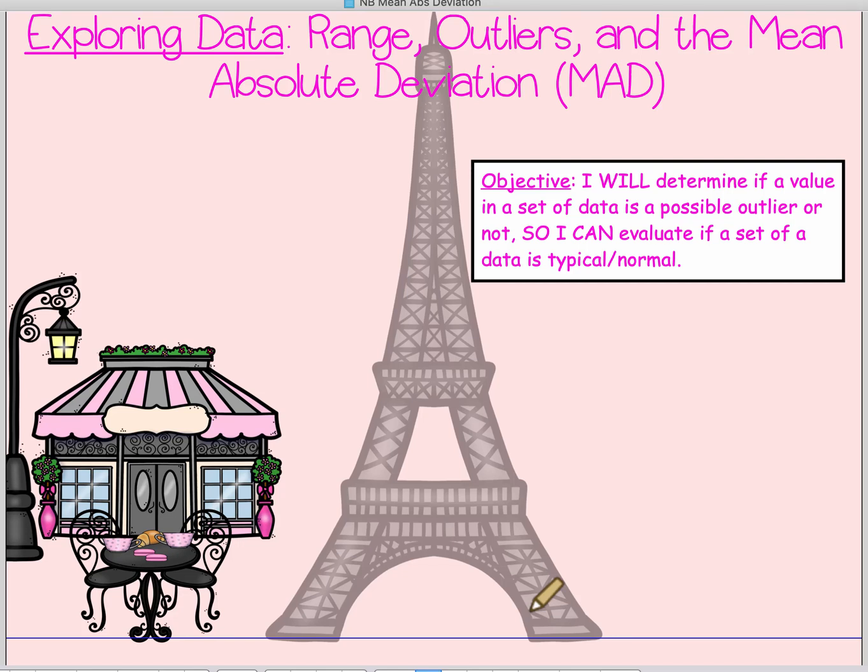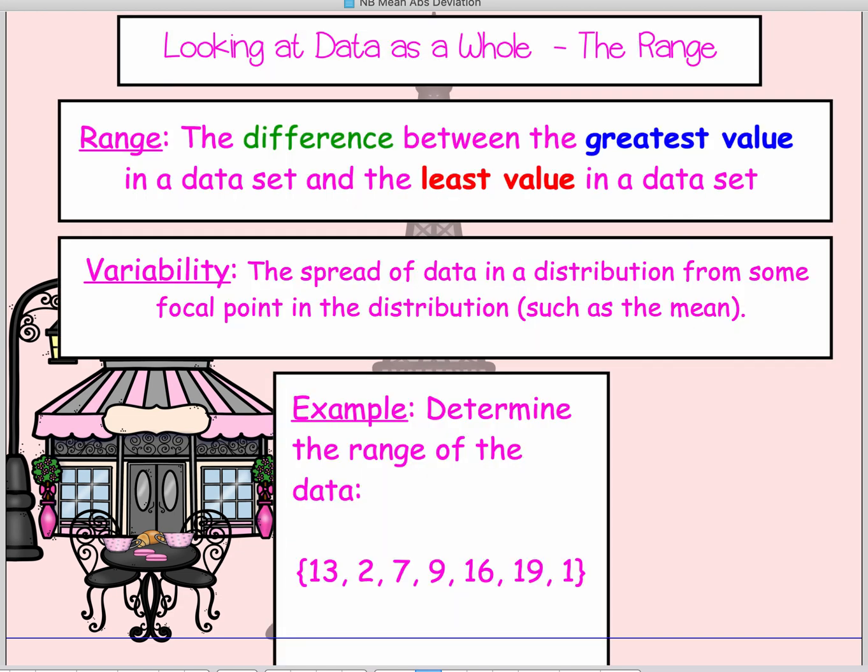So in this lesson, we're going to be talking about determining if a value in a set of data is a possible outlier or not. And the first thing that we're going to talk about before we get there is what we call the mean absolute deviation. This is going to help us figure out if something is normal first. Okay.